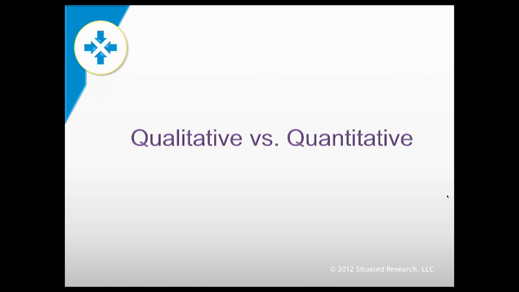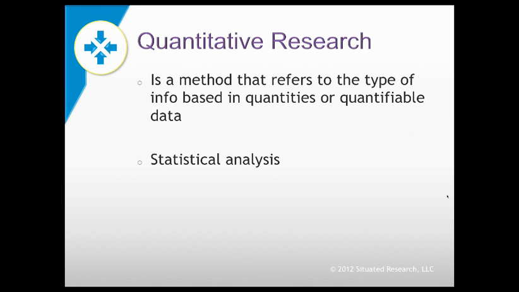So let's talk about our first topic, qualitative versus quantitative research. The first that we're going to talk about is quantitative research. Now, quantitative research is a method that refers to the type of information based in quantities or quantifiable data. So you have a bunch of users who come in, you gather a bunch of information, a bunch of data, and you do statistical analysis to see if your hypothesis comes true or not. If a certain way you thought the analysis would come out, it comes out that way. So with statistical analysis, you're using numbers.